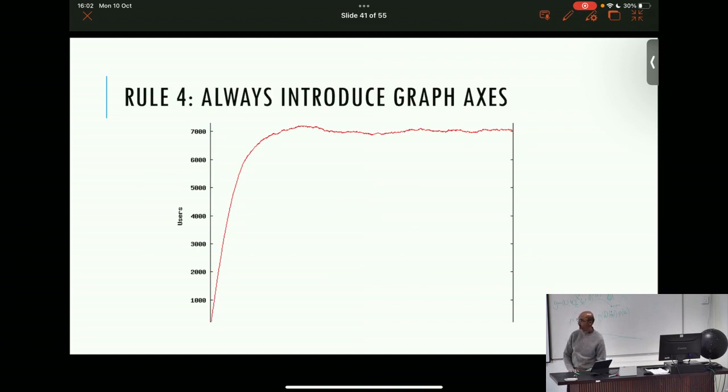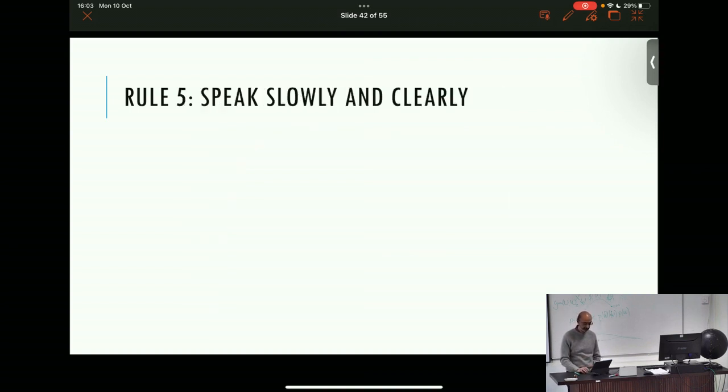Introduce graph axes. Whenever you put up a graph, you should immediately say on the x-axis I have something, and on the y-axis I have something. Here's a graph where there's no x-axis. It's a useless graph. What's the point? So if you show graphs, you say, I'm showing on the x-axis this, on the y-axis this, and then go on. That should become automatic: every time you present a graph, you introduce the axes.